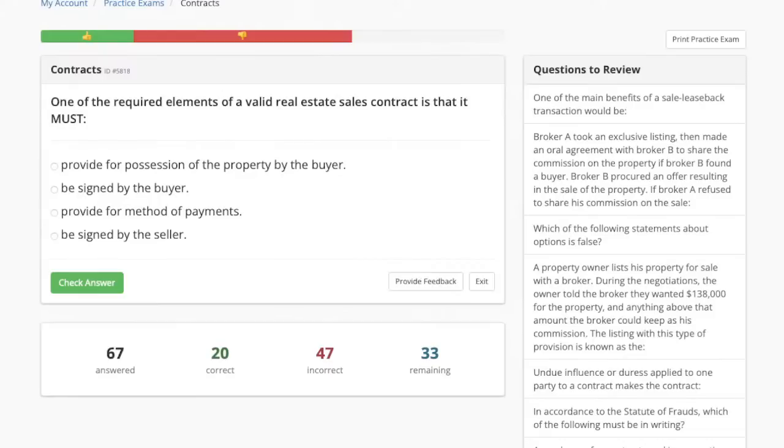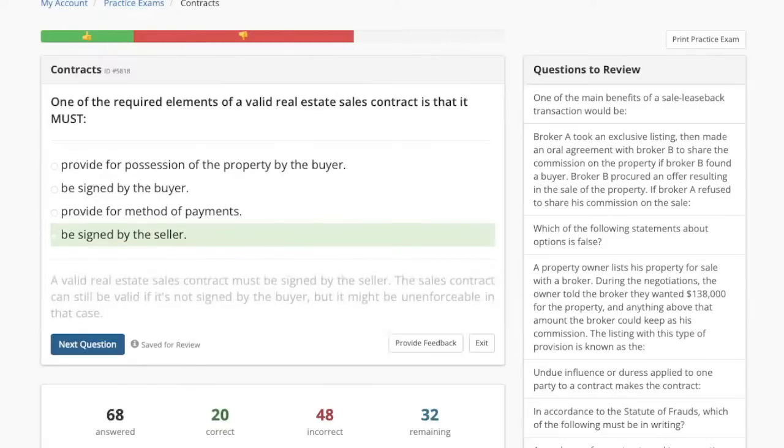Okay, what's the answer here? Provide for possession of the buyer, signed by the buyer, provide for methods, or be signed by the seller. And the answer is signed by the seller. Good. Okay. When we talk about signing, I want to clarify something. Do all contracts need to be in writing?